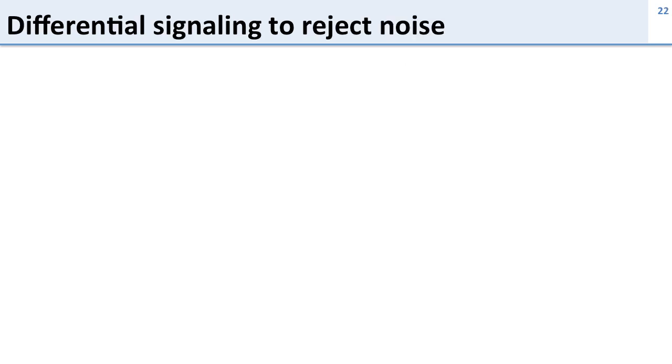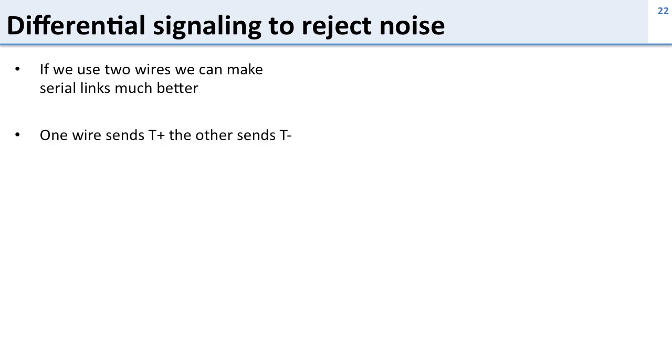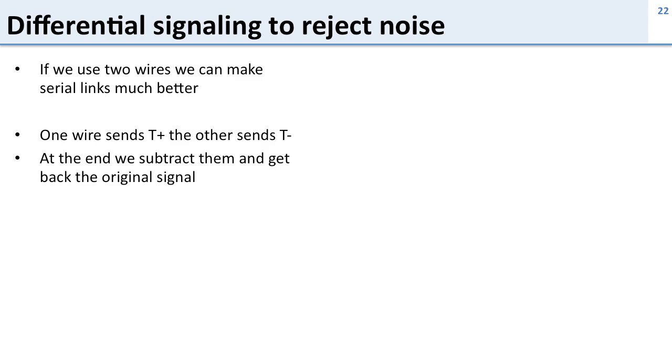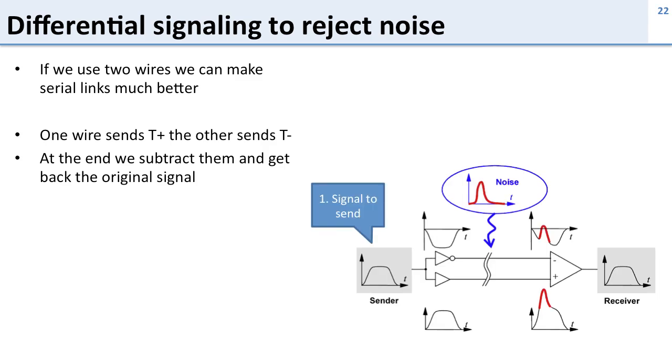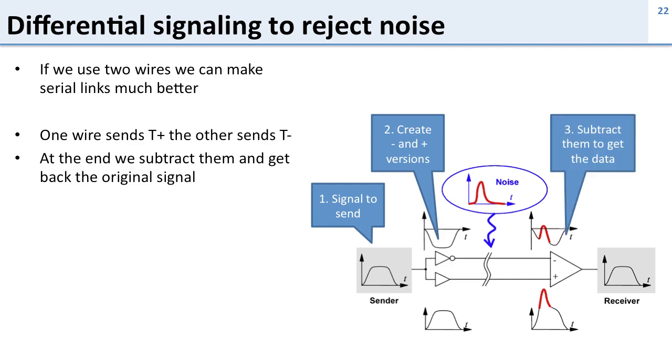Serial communications can do something very clever to reject noise. We can use two wires and make the links much better, and the way we do that is by having one wire send our signal, transmit plus, and the other send the negative version of the signal, transmit minus. At the end, we're going to subtract them to get back the original signal. Let's see why we do that. Here's our system. Here's the signal we want to send. What we do is we send two versions of it, the negative version and the positive version. Then at the other end, we subtract them to get the data back.